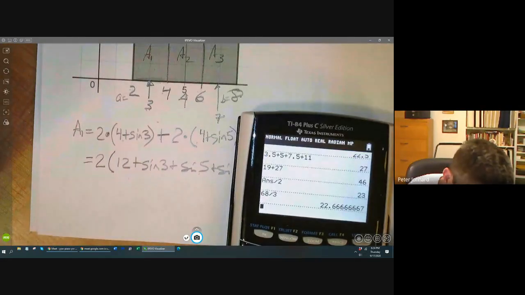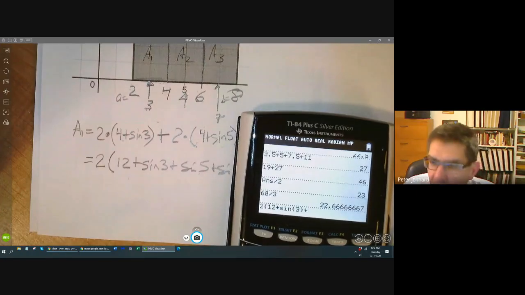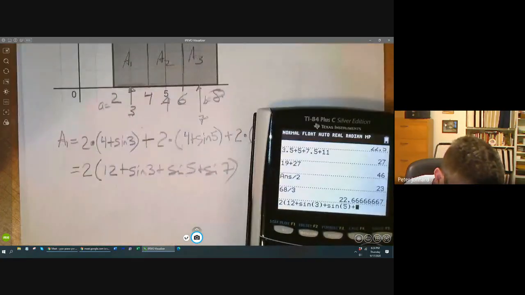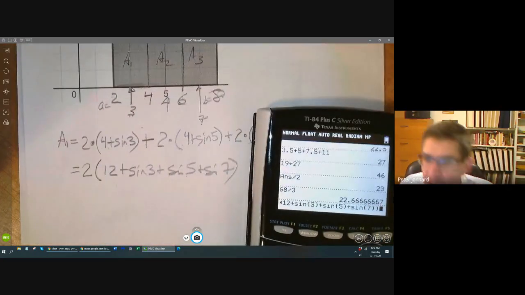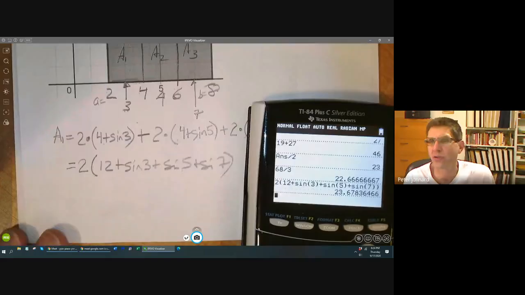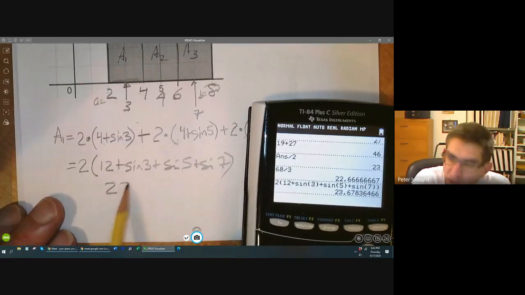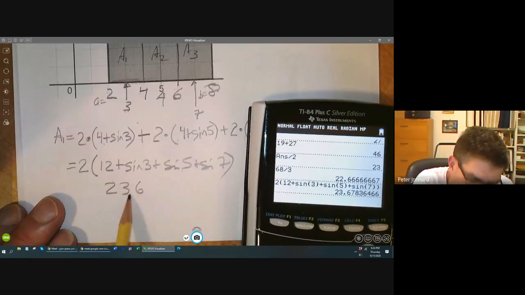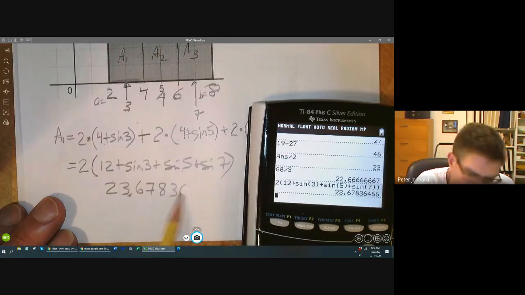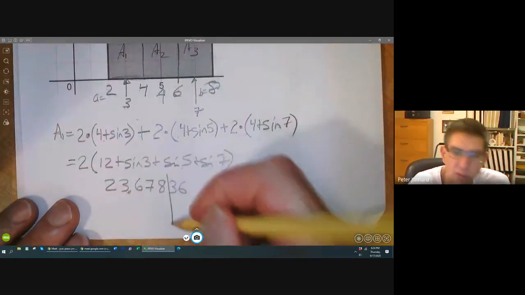So we do 2 times the quantity of 12 plus the sine of 3 plus the sine of 5 plus the sine of 7, close parentheses. And there I have it. And so there I have an area of 23.678336 and so on. We round to the 3 decimal places.